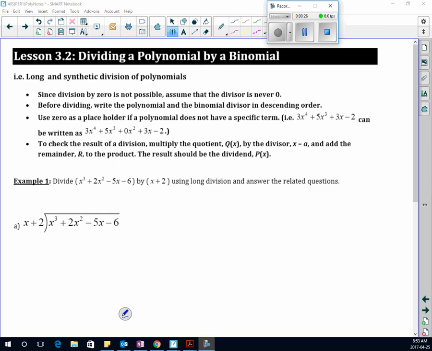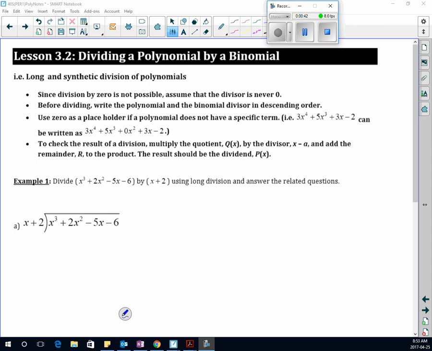Okay, so since division by 0 is not possible, we assume the divisor is never 0. Meaning, do you see this x plus 2 that we're dividing? We're assuming that x cannot equal -2, otherwise we can't actually divide it.